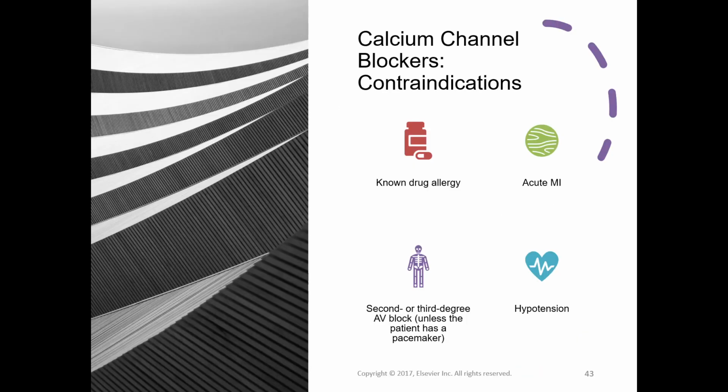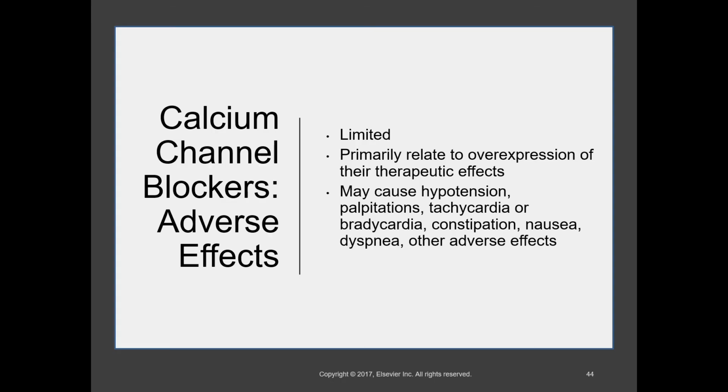All right. So who do we not give calcium channel blockers? What are the contraindications? If they have an allergy, don't give it. If they're having an acute MI, we will not give it. We do not give calcium channel blockers for an acute MI. Just remember that. We do not give them for a second or third degree AV block. If they have a pacemaker, they might, but again, that's up to the doctor to make that determination. And if they have low blood pressure, do not give calcium channel blockers. You just need to know that.